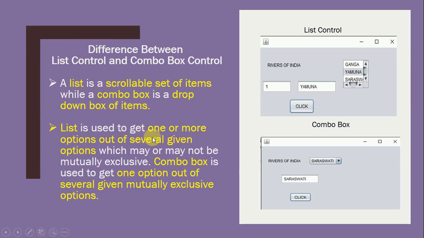Then a list is used to get one or more options out of several given options, which may or may not be mutually exclusive. So you can select more than one option from the list, but a combo box is used to get only one option out of several given mutually exclusive options.